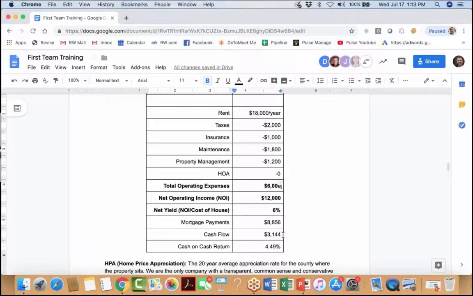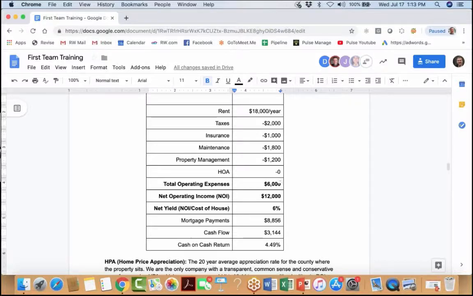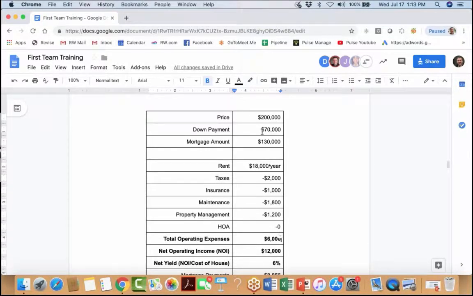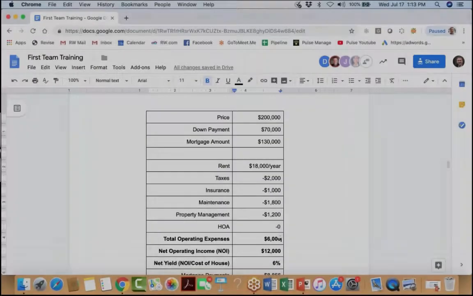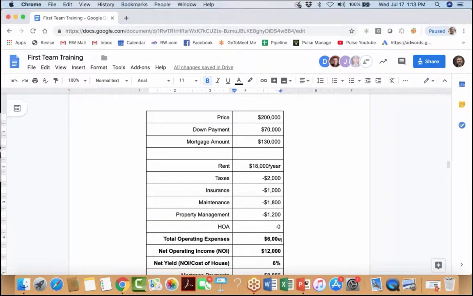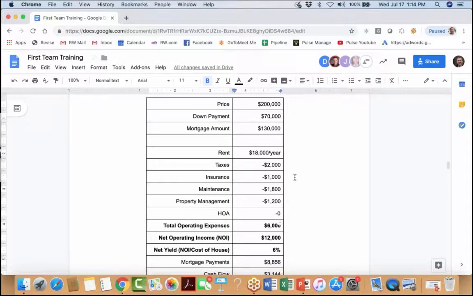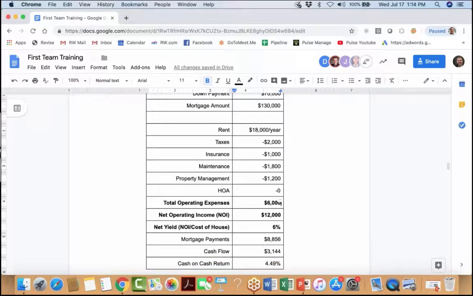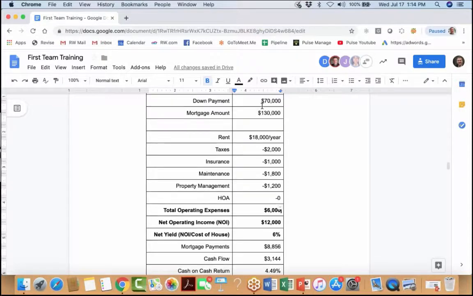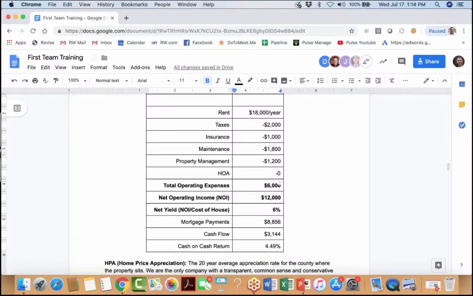So in the case where I actually have a mortgage on this thing, I'm not putting 12 grand in my pocket, I'm putting 3,144 in my pocket. And if I compare that number, not to the amount I paid for the property, but to the amount I put down, okay, it's always the small number divided by the big number. So for net yields, it's the 12,000 divided by the 200,000. For the cash on cash return, it's the cash flow after debt, after mortgage, divided by the down payment. And I've got a 4.49 return instead of a 6% return.